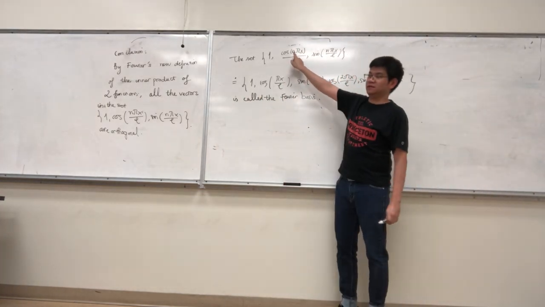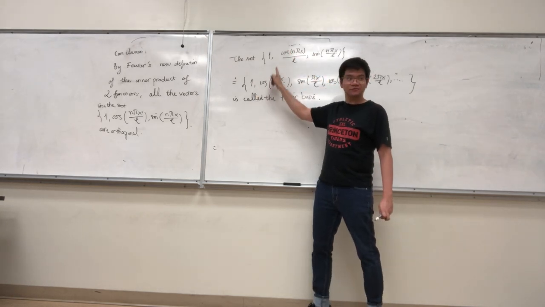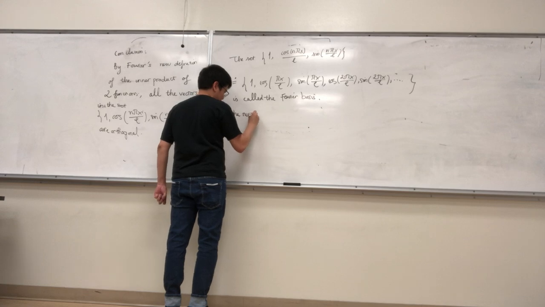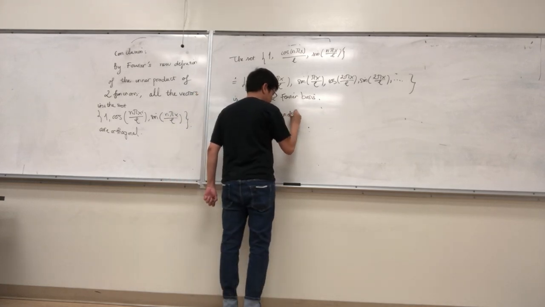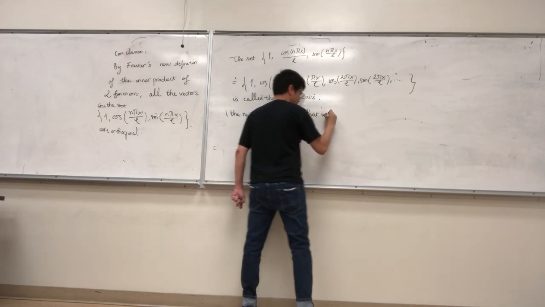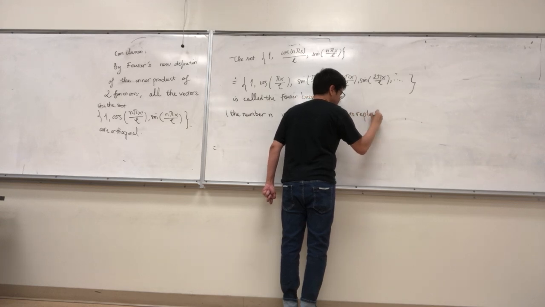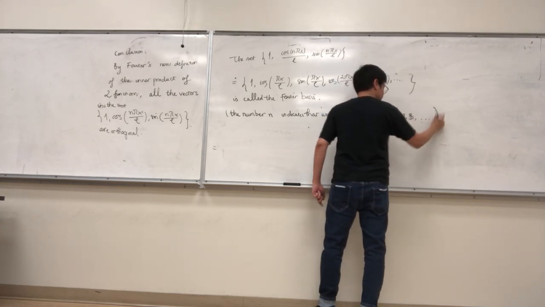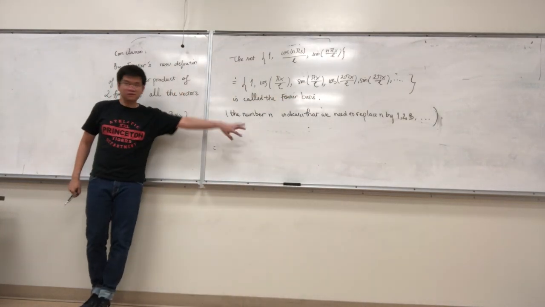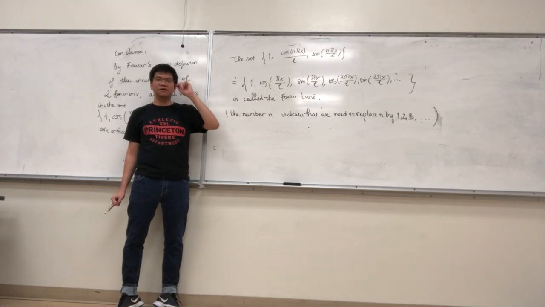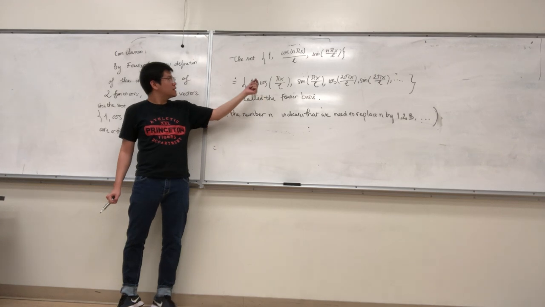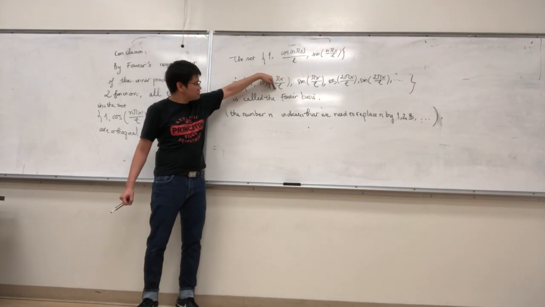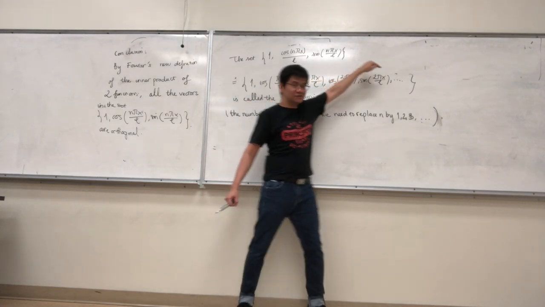Again, I put the number n to indicate that you have to replace n by 1, 2, 3, 4, 5 in this sense, right? So with this inner product, this set of sines and cosines is called the Fourier basis. So you have 1, cosine of pi x over L, sine of pi x over L, cosine of 2 pi x over L, sine of 2 pi x over L.